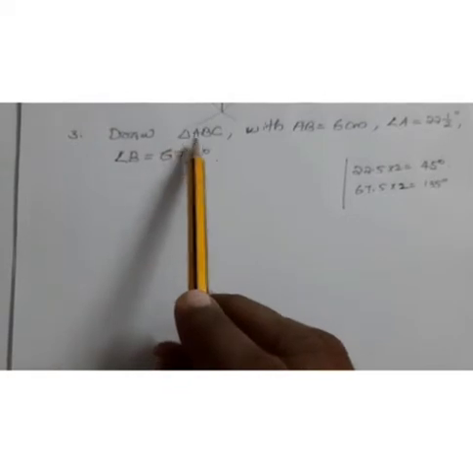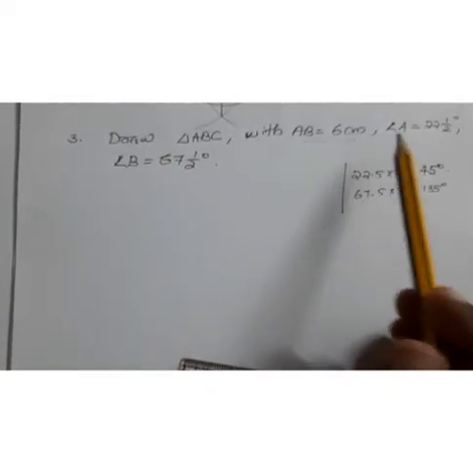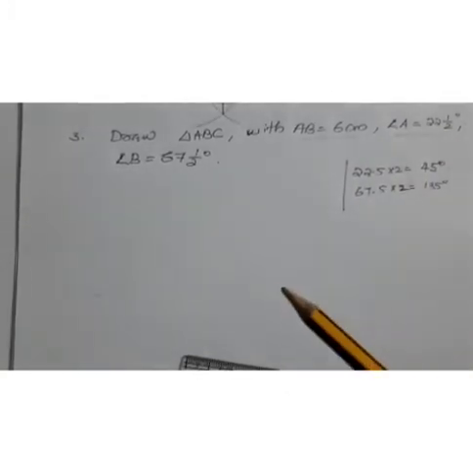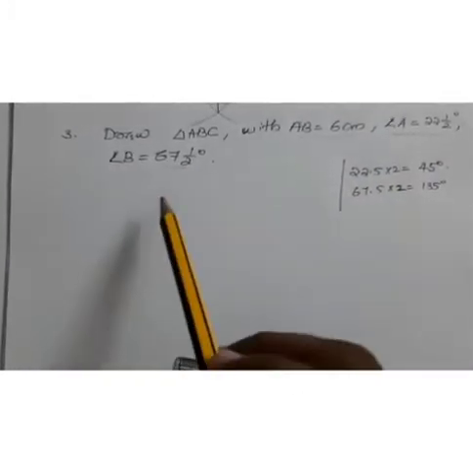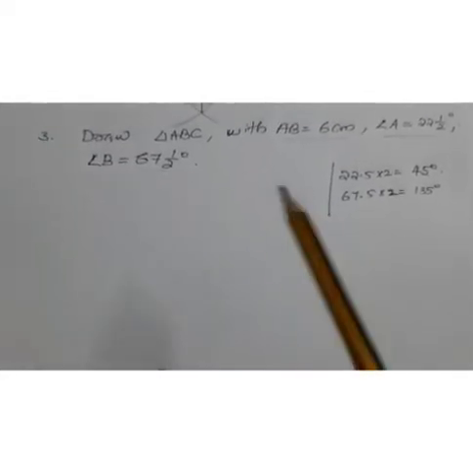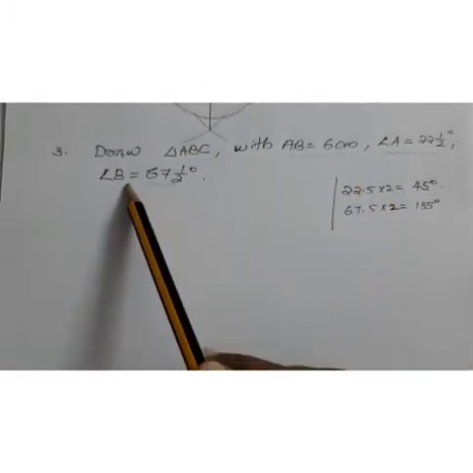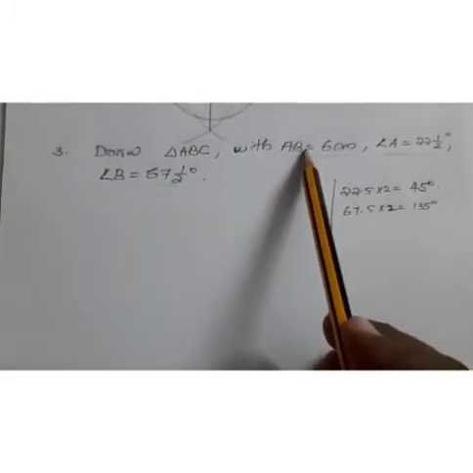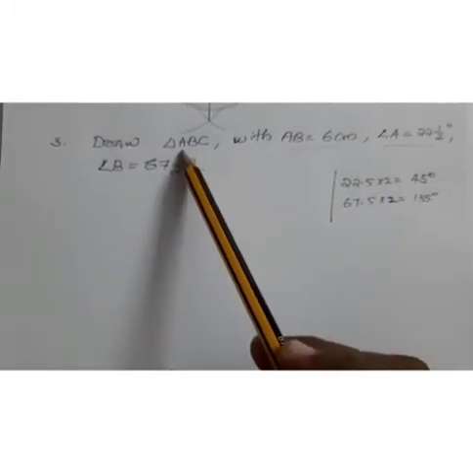Draw triangle ABC with AB equal to 6 centimeter, angle A is 22.5 degree and angle B is 67.5 degree. So you have to draw the triangle ABC. Angle A and angle B are given, and one side is also given. Two angles and one side are given. You have to find out triangle ABC.